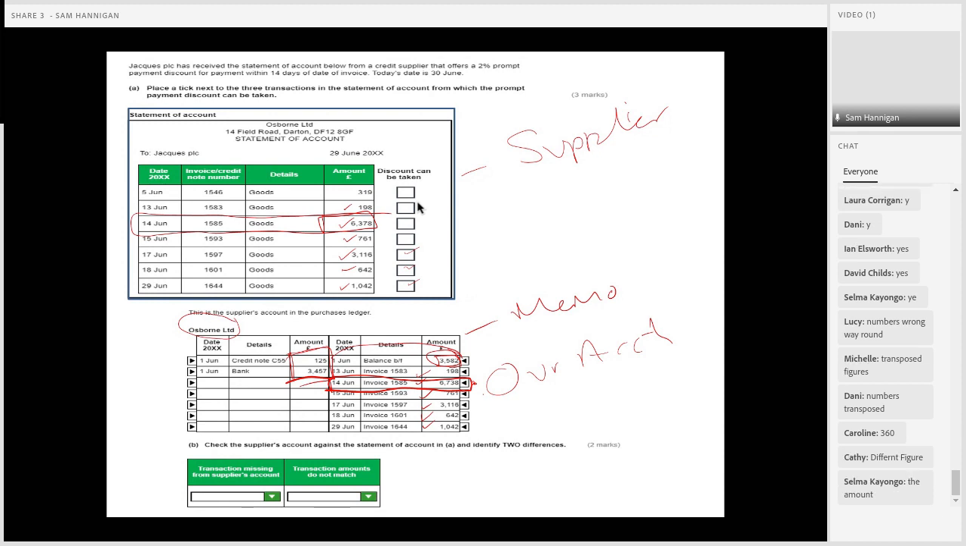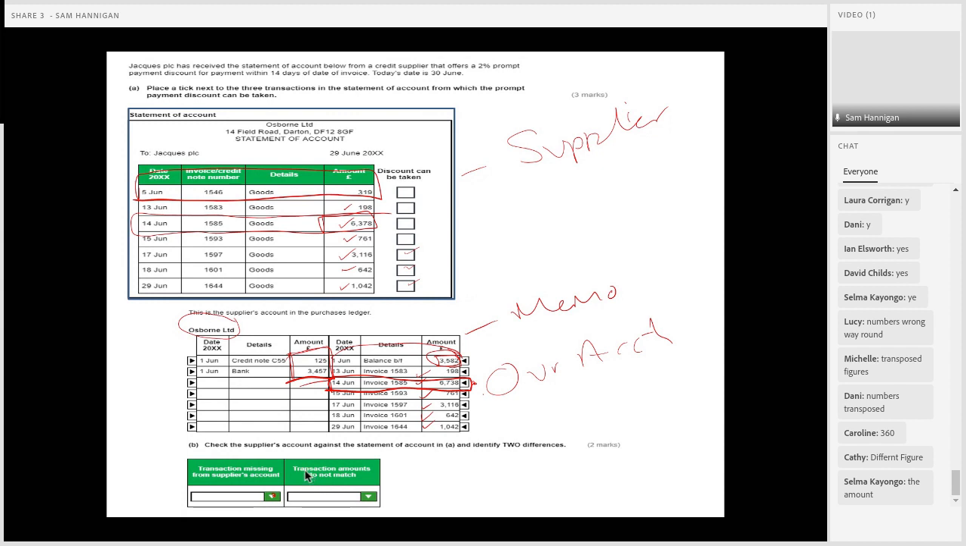So we've got a query there, all right? So we'd have to deal with that. And really, you'd go with your supplier statement. So you'd correct your account because it's going to reduce the amount that you owe. What it's doing then is it says, enter the transaction that's missing from the supplier's account, okay? Well, we know that transaction is missing. We've not got that in our accounts. So all you'd do is from this arrow, you'd pick invoice number 1546, amount 319, or whatever information it is. But they will be there in that drop down.